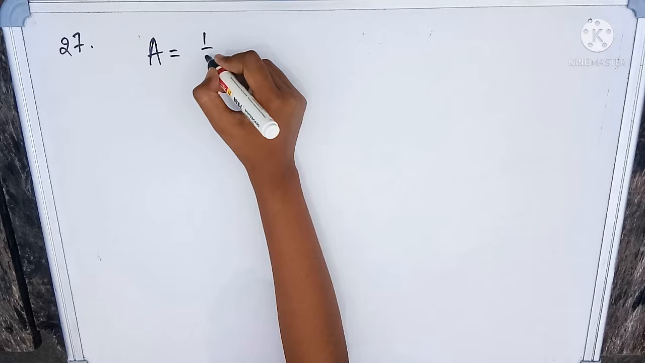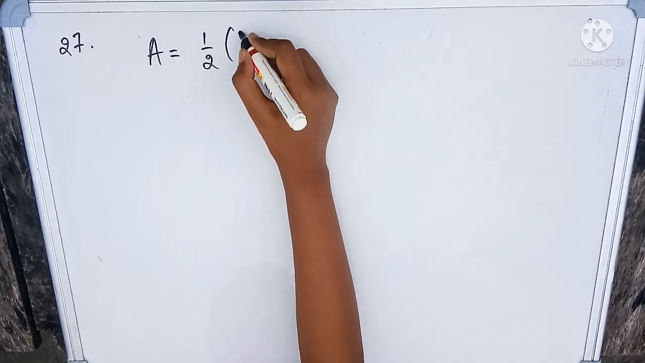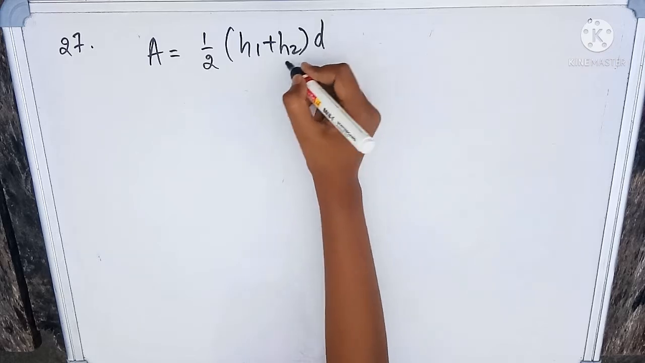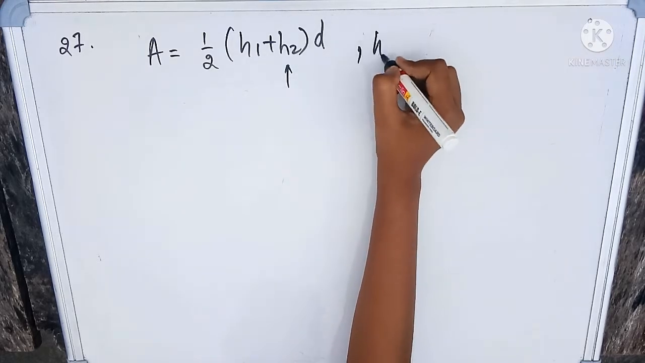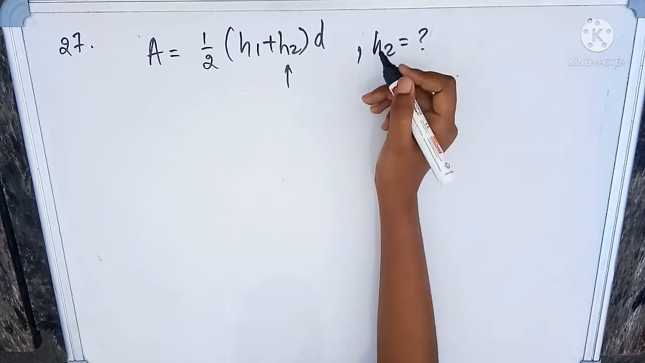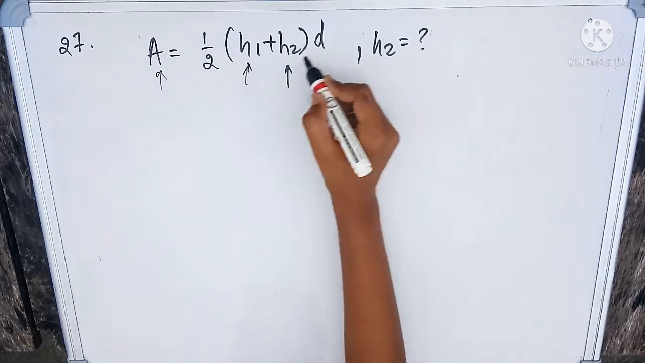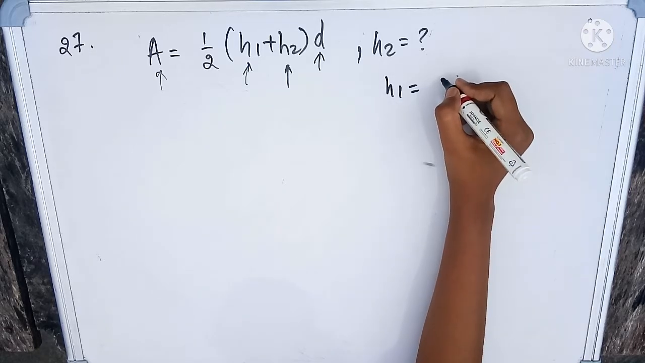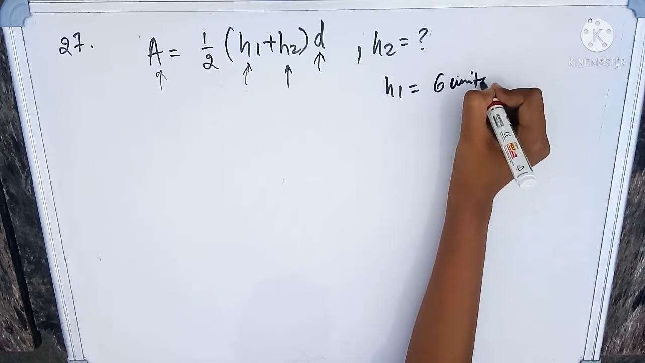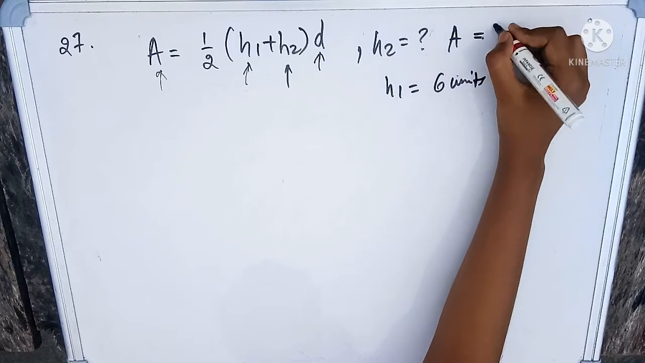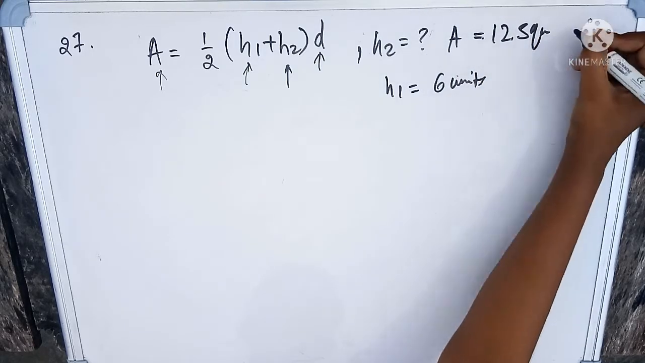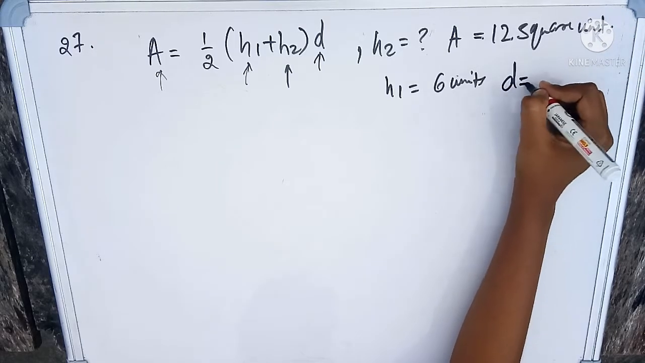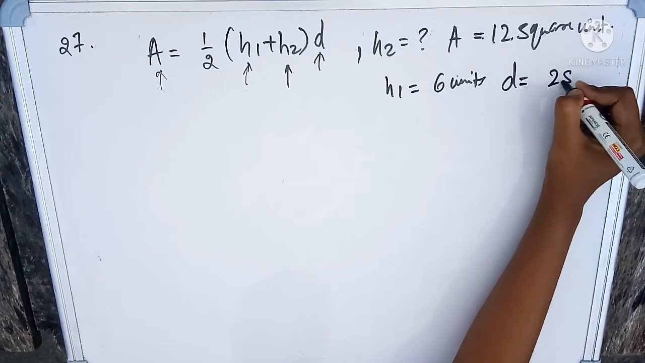Question number 27, here also we have given one formula. A is equals to half of h1 plus h2 and multiplied by d. Now we have to find out the value of h2, while the value of A, h1 and d is given in the question, which is h1 is equals to 6 unit, A is equals to 12 square unit, and we have D is equals to 2 square unit.